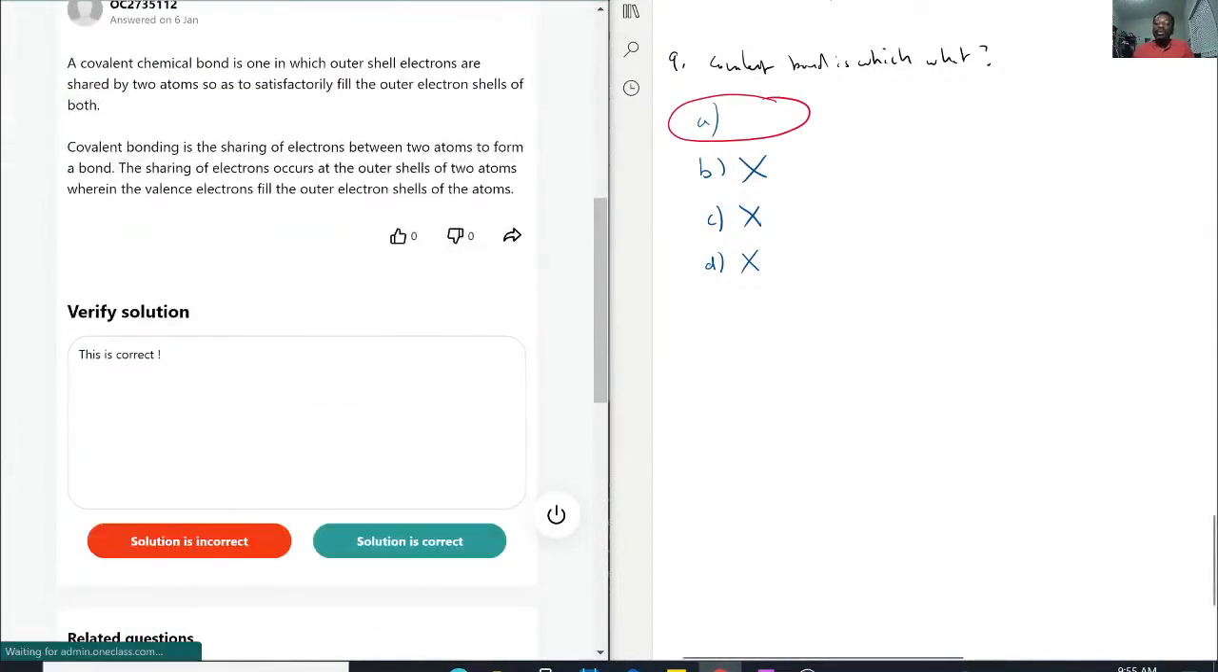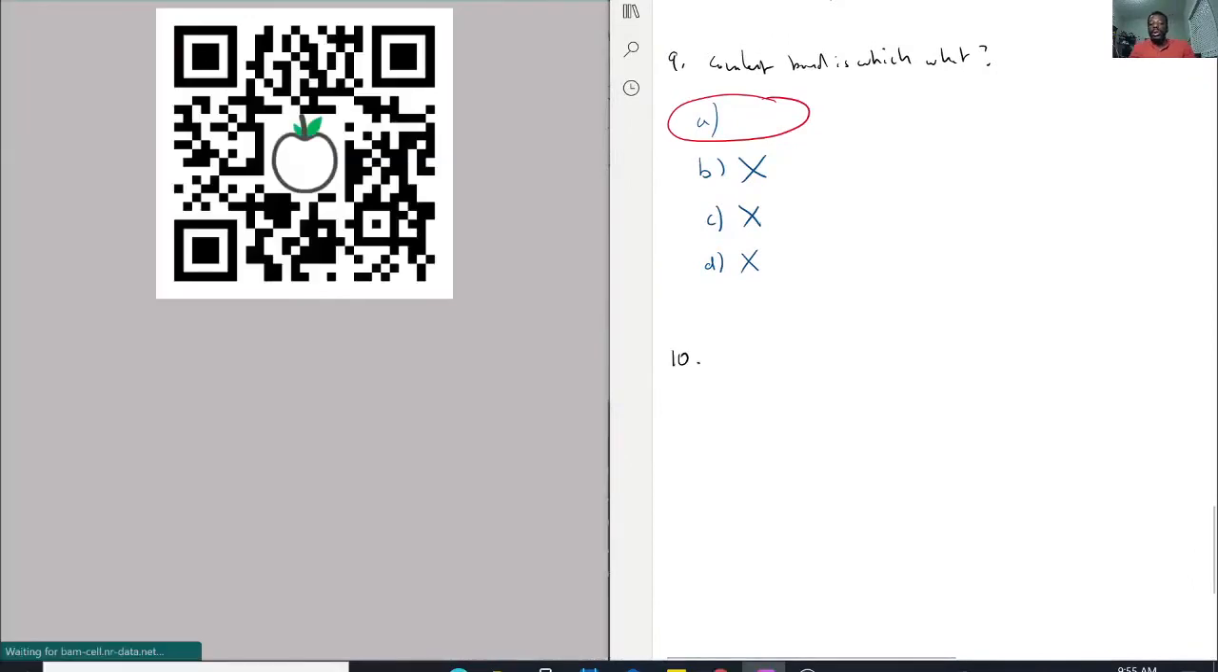And now for question number 10. Let's see.